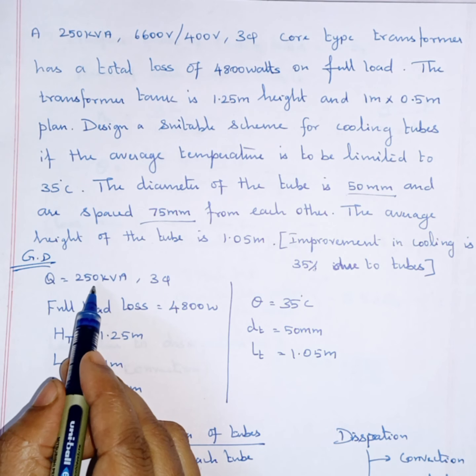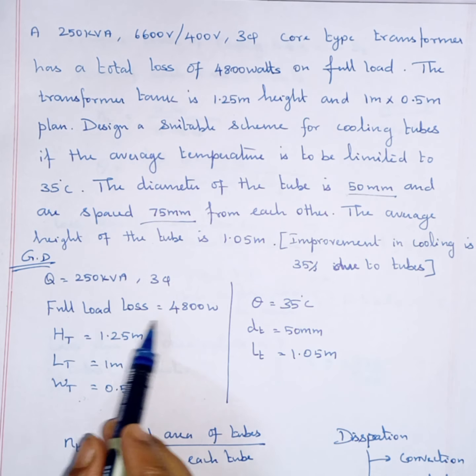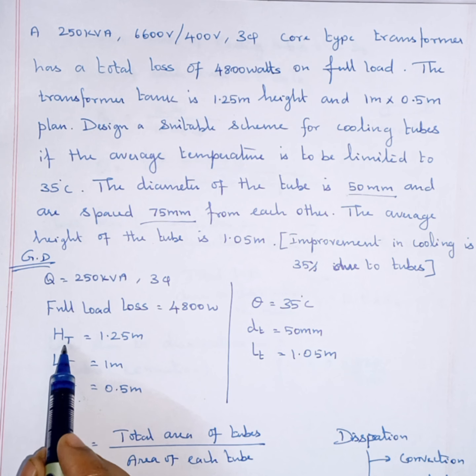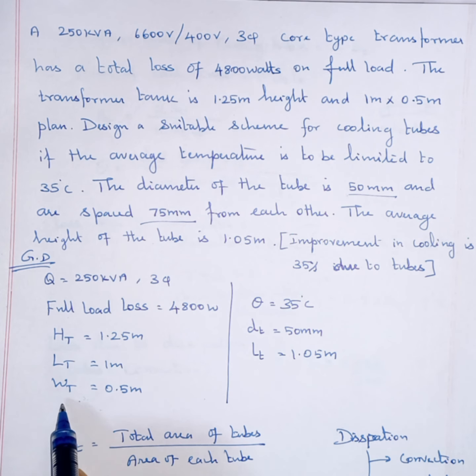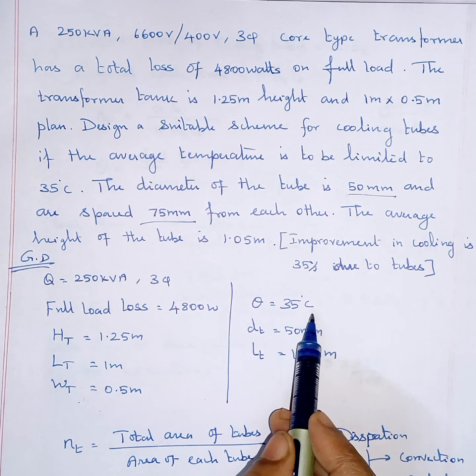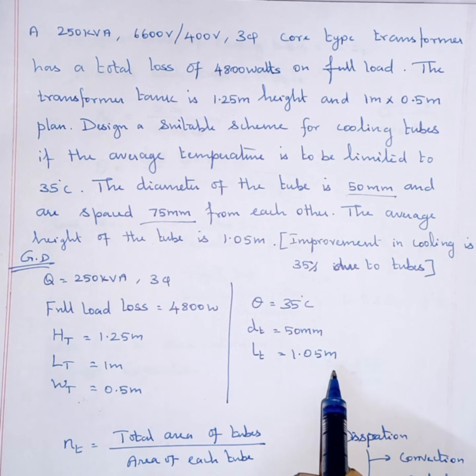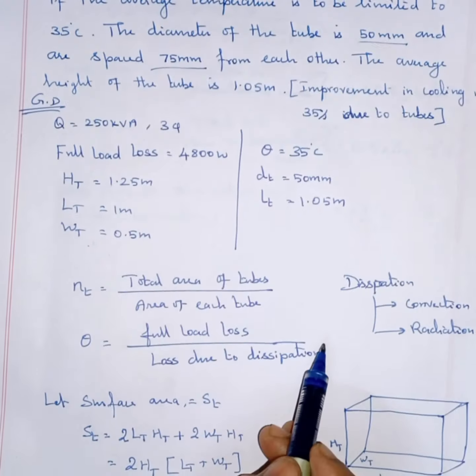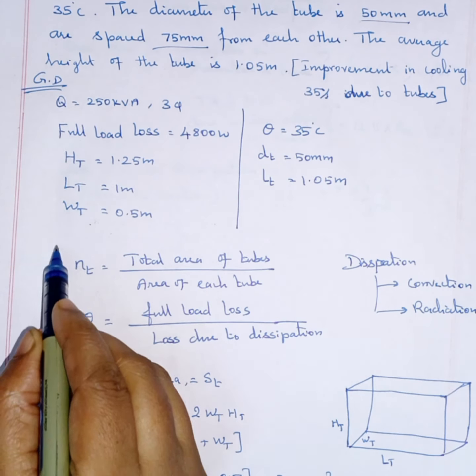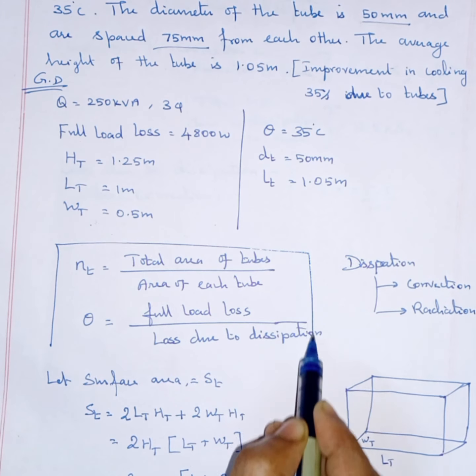So Q is equal to 250 kVA three-phase transformer, and full load loss is given, height of the tank, length of the tank and width of the tank, and theta is equal to 35 degrees Celsius, diameter of the tube 50 mm, length of the tube 1.05 m. Correct. Then we are having only two formulas. We are going to form the formulas.